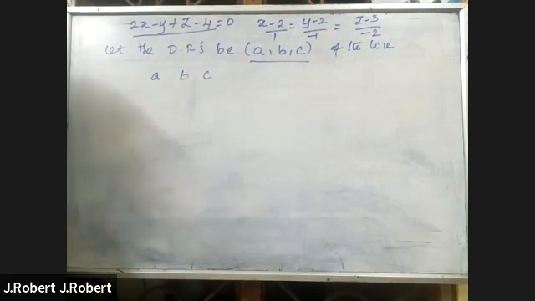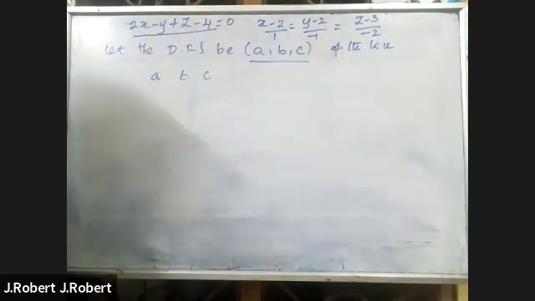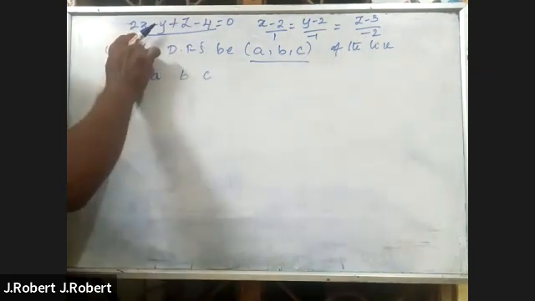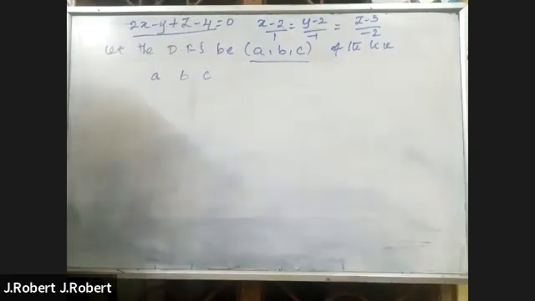Now I'm going to choose the direction ratios from the plane and the line. What are the direction ratios in this plane? What is in front of x, what is in front of y, what is in front of z, that is what we call direction ratios.